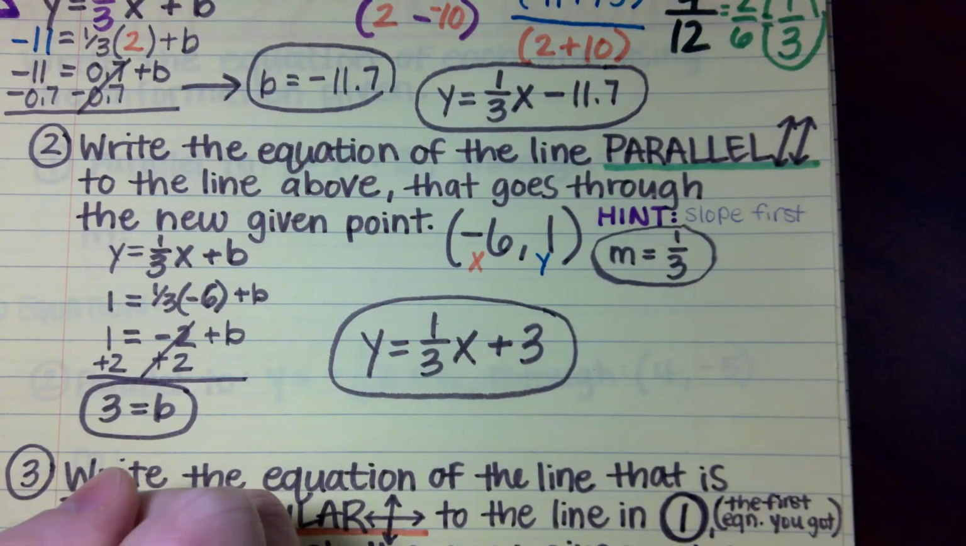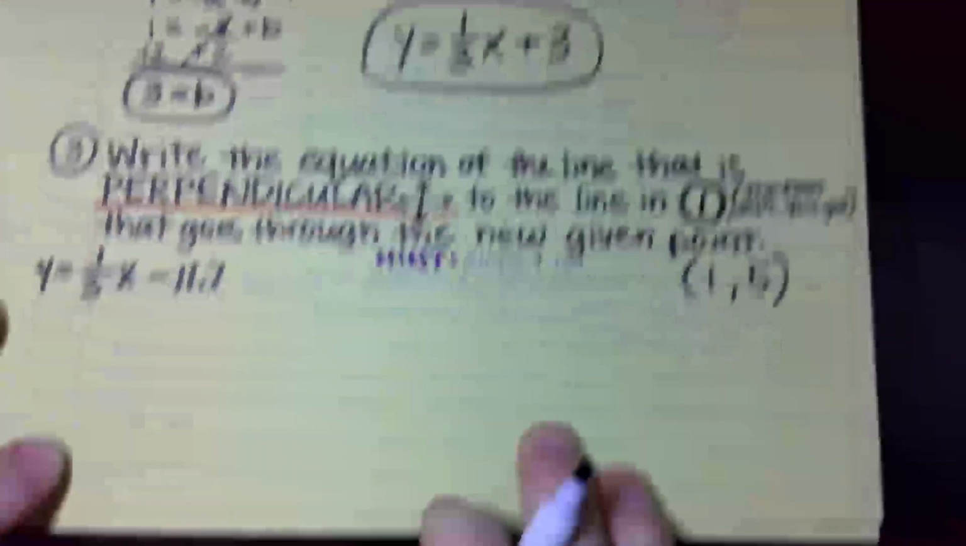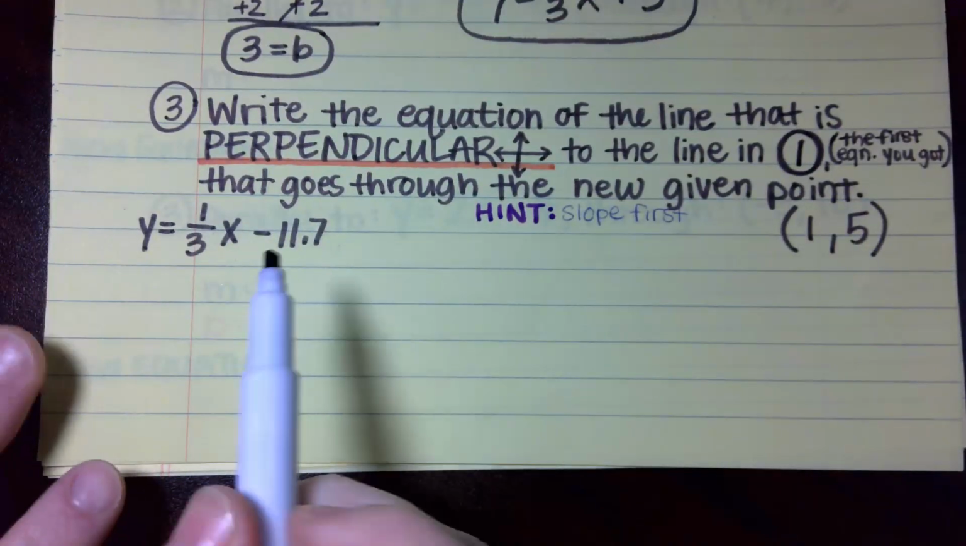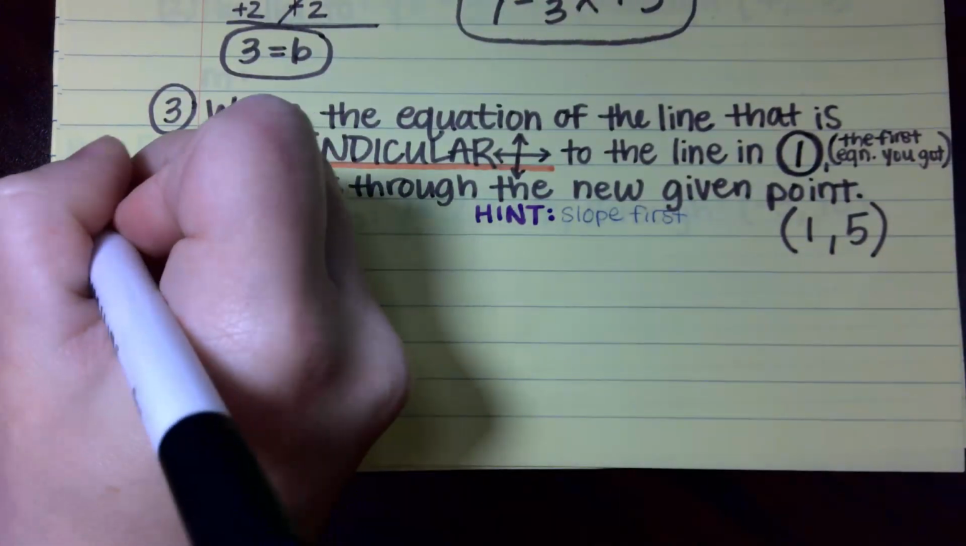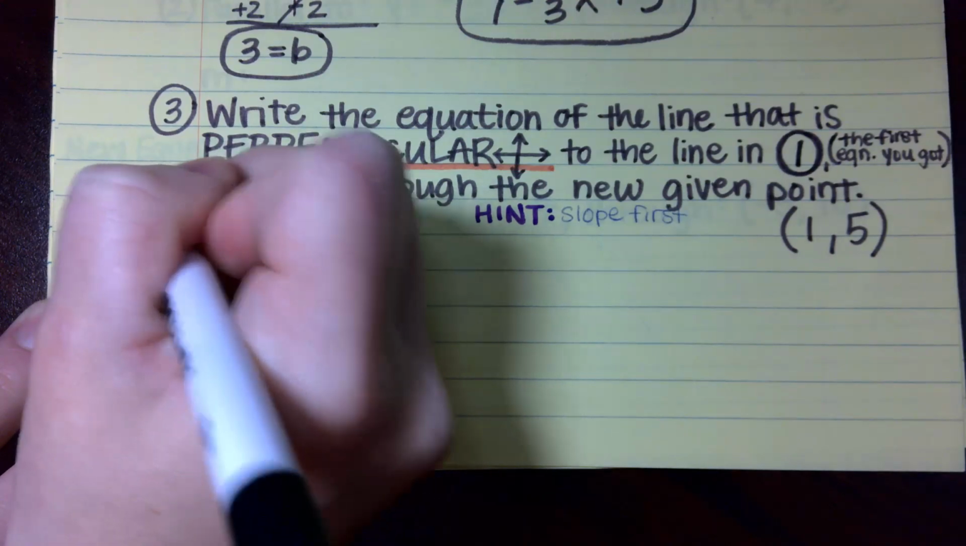Y equals, good. -11.7. Thank you. I promise for graduation I will get it right. Oh, you are fine, Star. That's okay. All right.